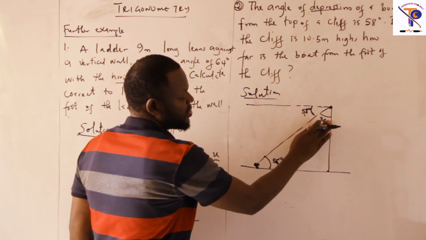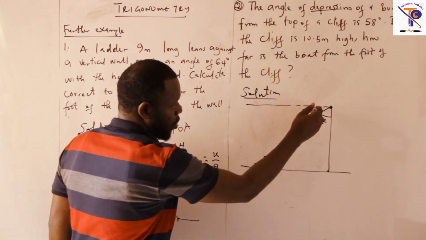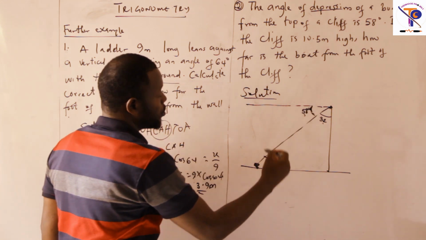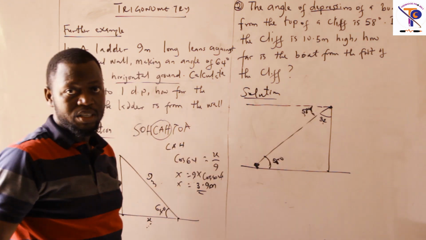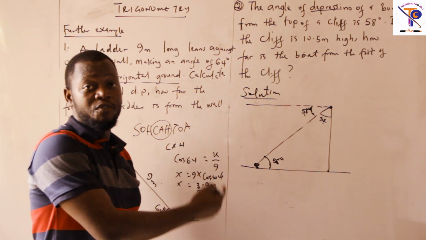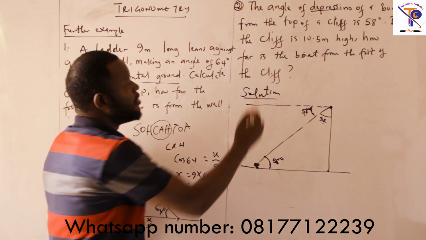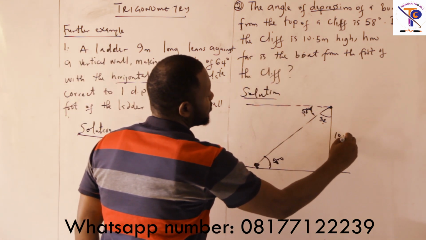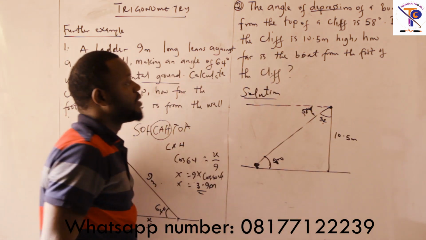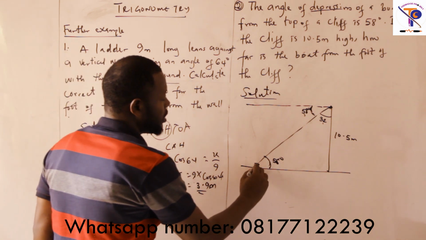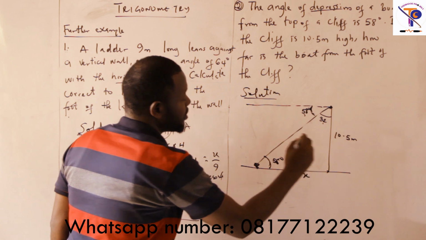But in order not to disturb you or confuse you, this one is always equal to that one. They call it the angle of elevation, which is always equal to the angle of depression. So the cliff is 10.5 meters. The cliff is 10.5. So how far is the boat from the foot of the cliff? We are solving for this as well.